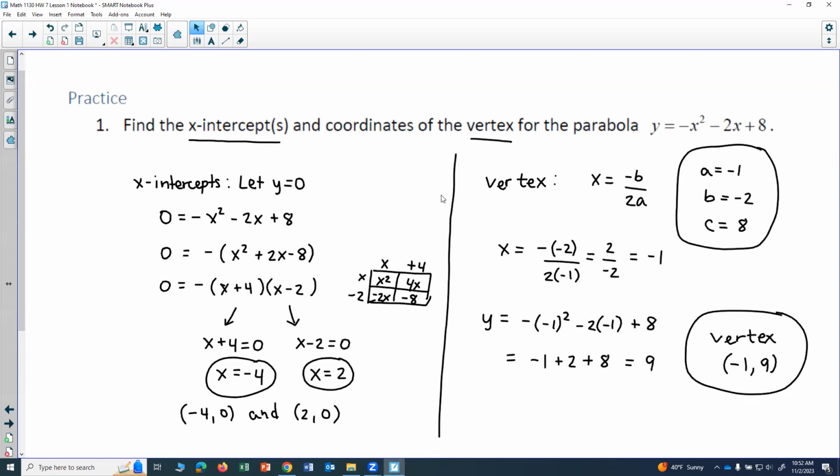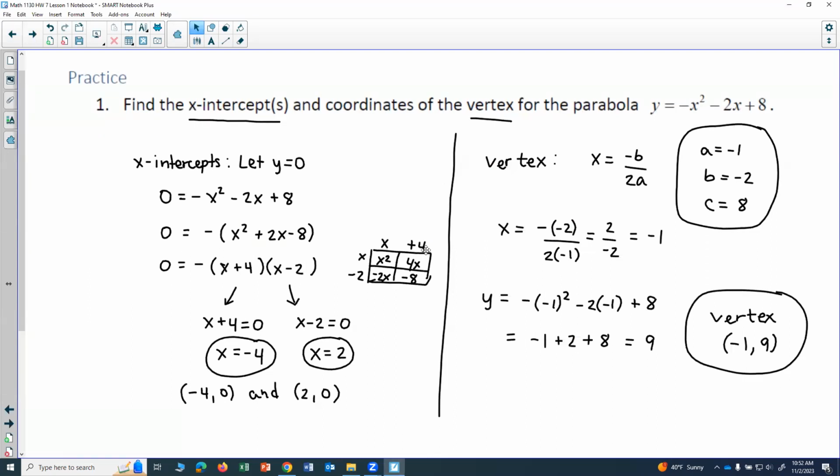So you may check your answers using Desmos, but make sure you are able to show the work for the x-intercepts by letting y equal 0 and solving for x, and show your work for the vertex by using the formula x equals negative b over 2a, and then y is from plugging that value into your function.